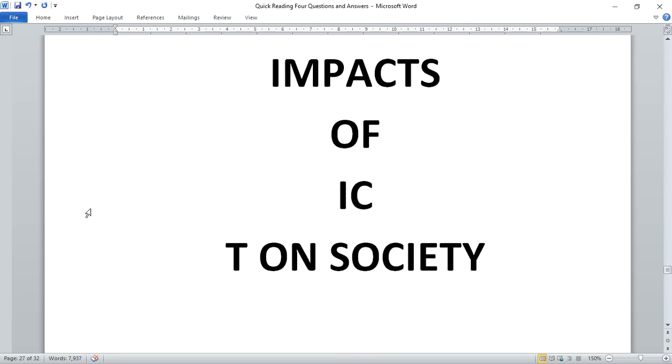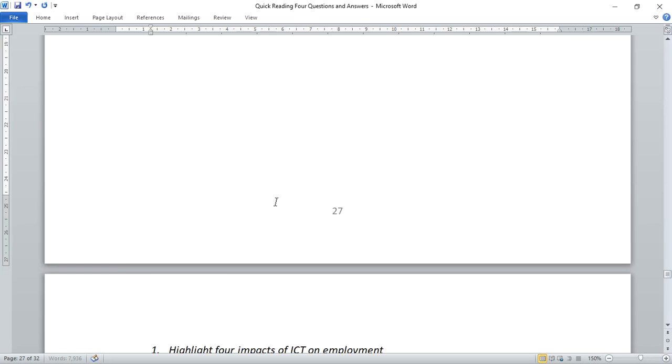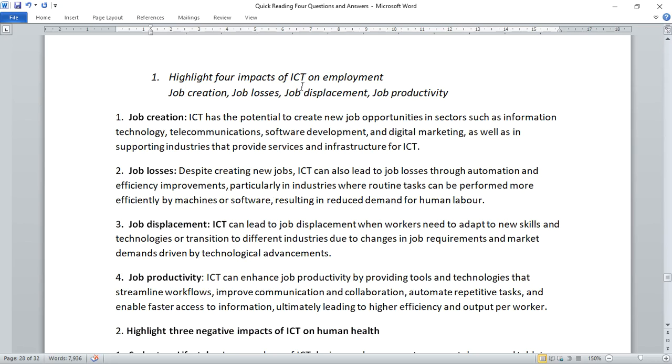Then we have our second last topic. Our second last topic is called impacts or effects of ICT on society. So here, highlight 4 impacts of ICT on employment. How has ICT affected employment? So these are the answers.